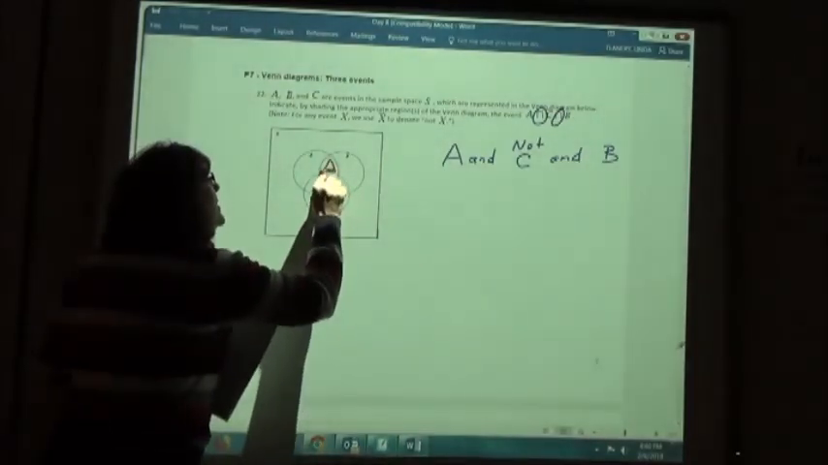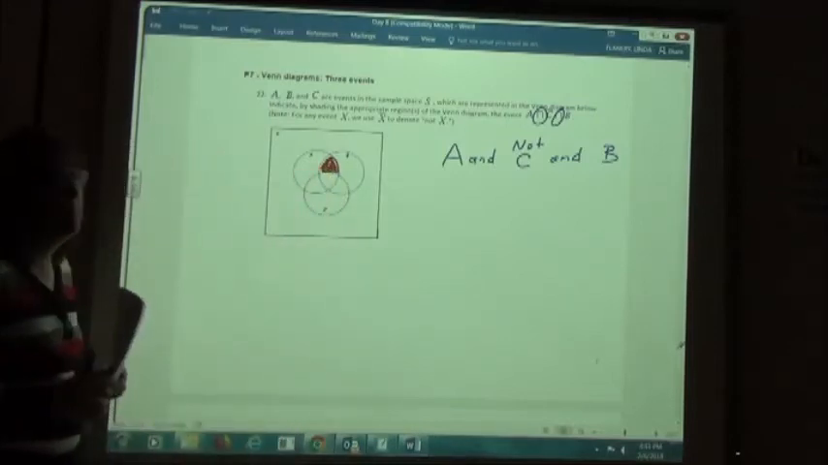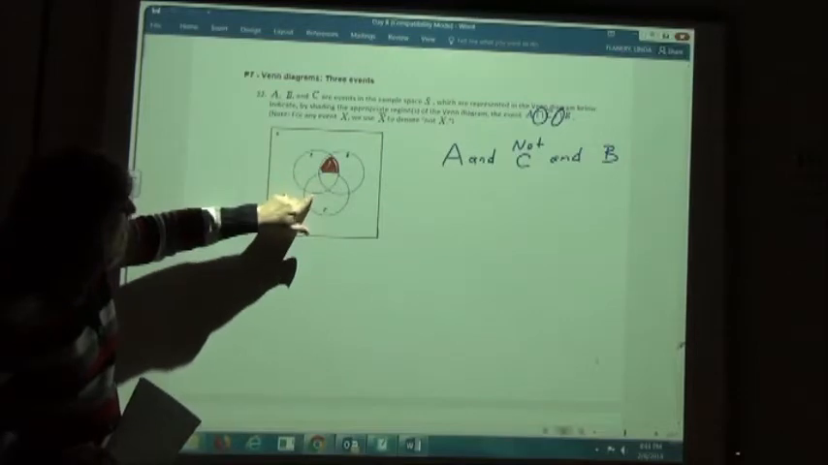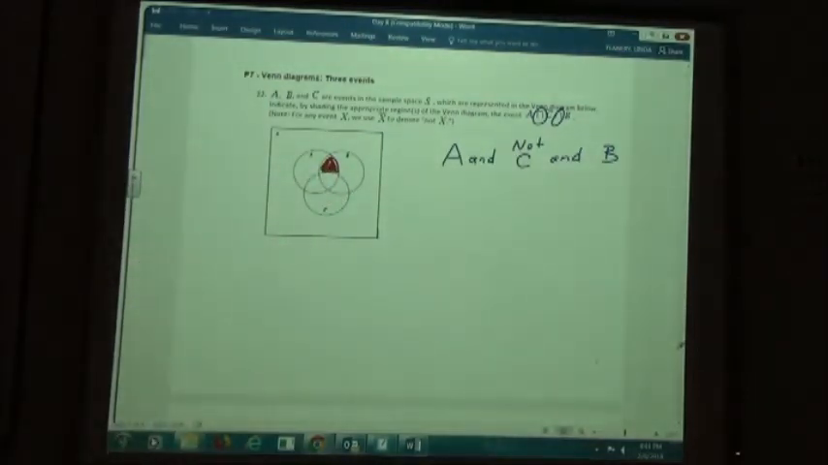You're exactly right. This top little section right here. That has A, but not the C, and also has the B, if I'm in that section. I'm in the A and the B, but not the C.